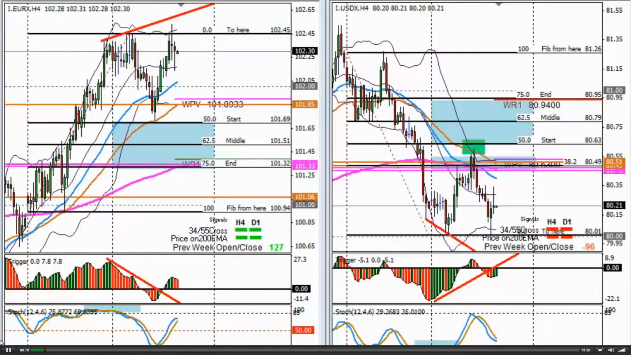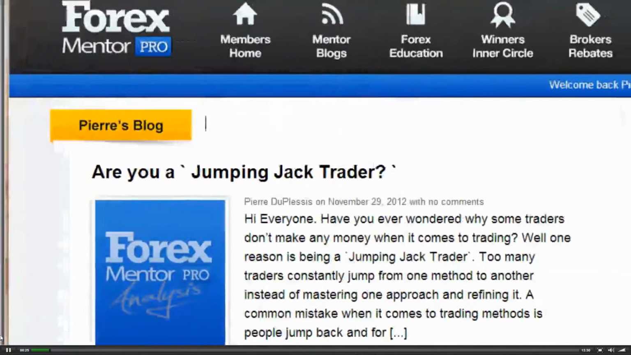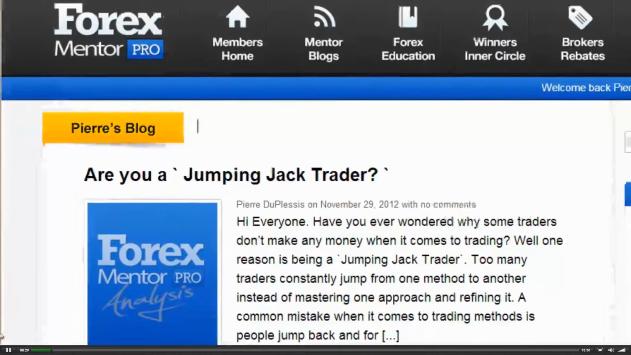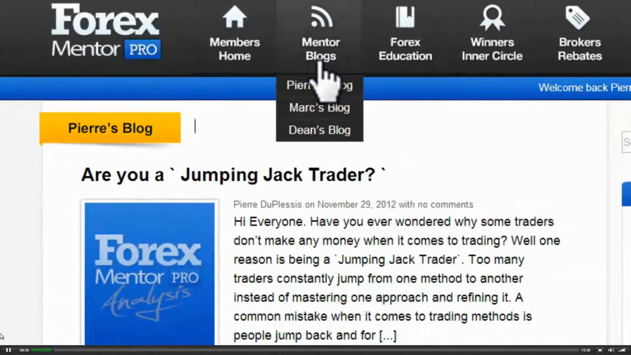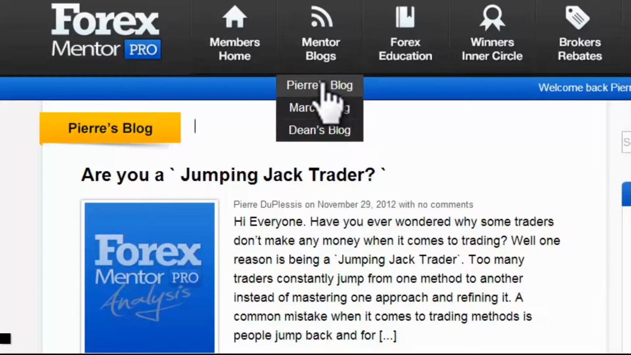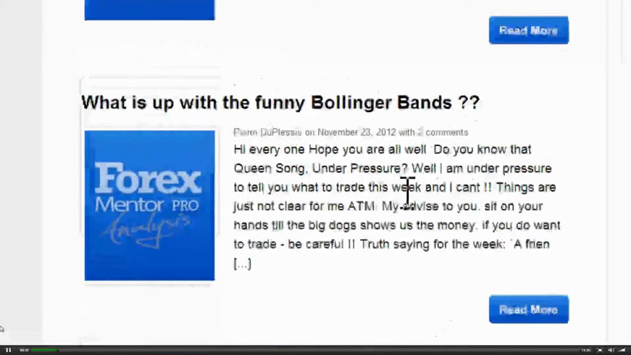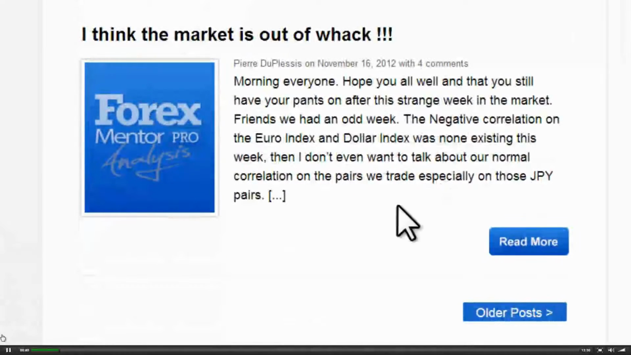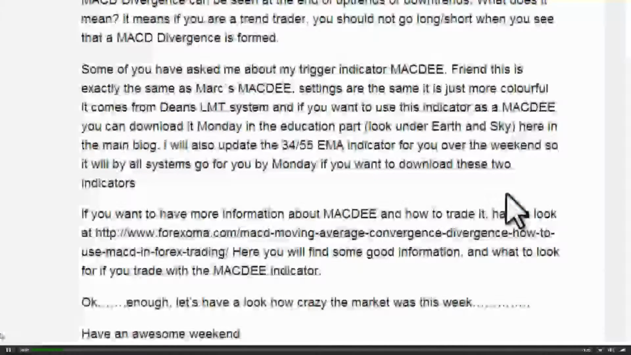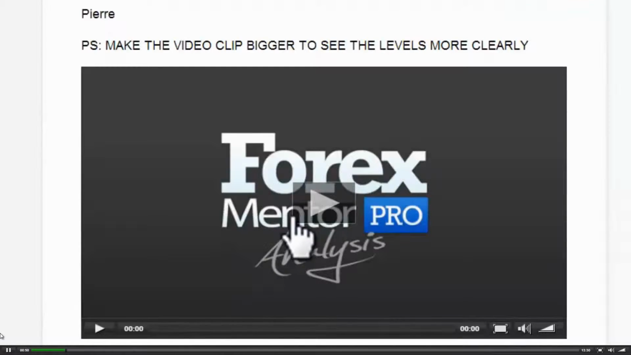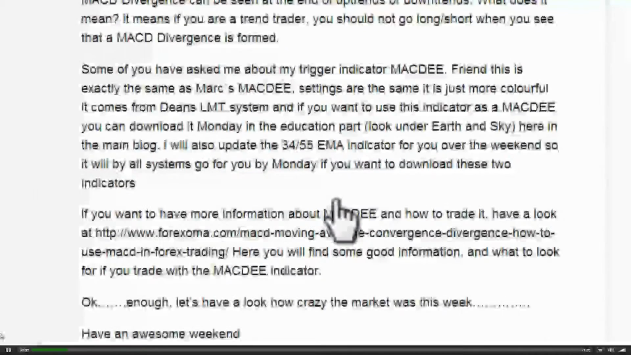One of the members asked me if he can have a look at previous videos. Of course you can. All you need to do is log into the main block area, and there you can see mentored blocks. If you click on PS block, it will take you there, and you've got all my posts with the videos. If you want to read this, I think the market is out of whack, click on read, scroll down, and there's the video. If you push play, it will show you the clip.